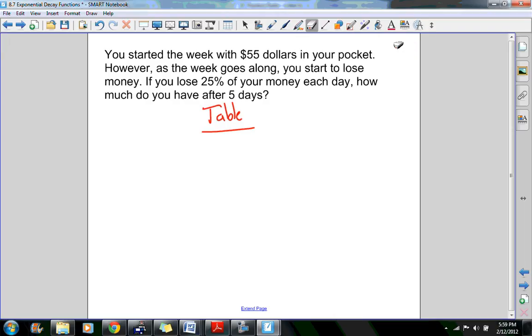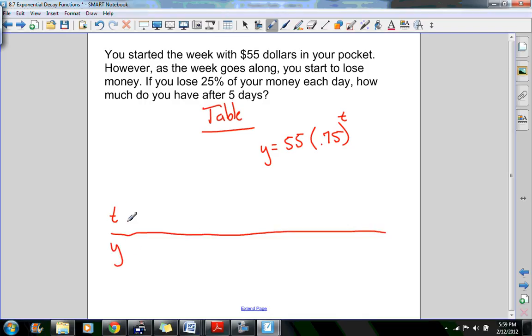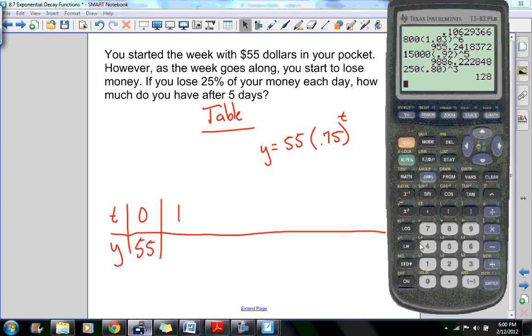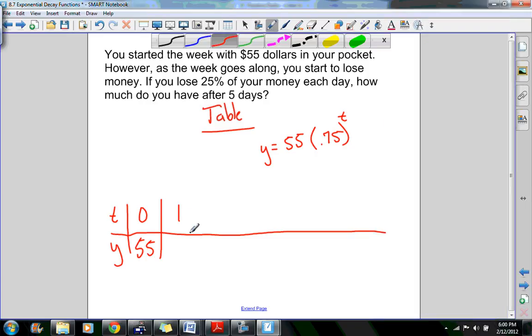All right, so we're back. So the equation we're working with is y equals 55, because that was our starting value, parentheses 0.75, because that's 1 minus 0.25, raised to the t. And we're looking for the value of 5, so we go t, y, and we create our table. The 0 day, that's where we started, so we started with 55. After day 1, we got 55 times 0.75 raised to the 1, so we get $41.25. So after day 1, we lost quite a chunk.